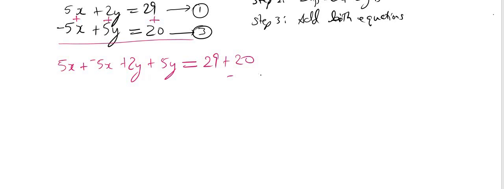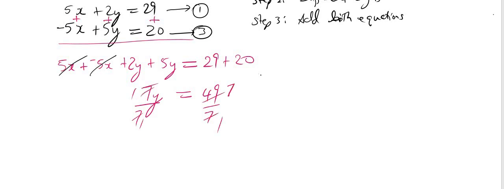Okay, so let's simplify and then solve. 5x plus negative 5x: when we add two numbers with different signs, we subtract. 5 from 5 is 0, so these will cancel out. Now we have positive 2 and positive 5, which gives us positive 7y. 29 plus 20 is 49. To get the value of y, we need to remove the 7, so we divide by 7 on both sides. 7 into 7 goes once, 7 into 49 goes 7 times. That leaves us with y equals 7 over 1, which is 7.